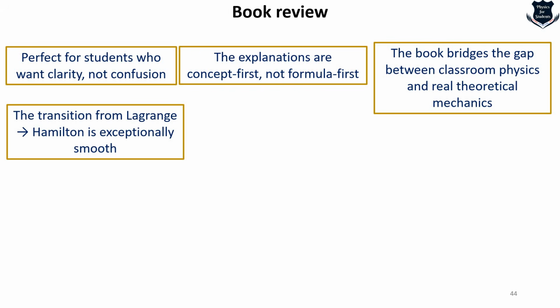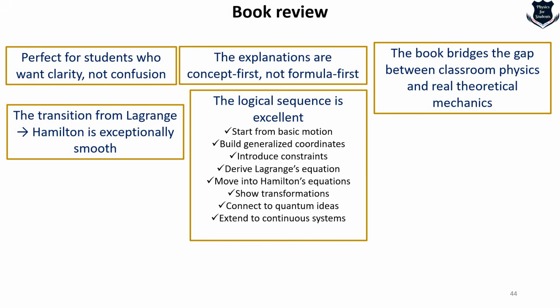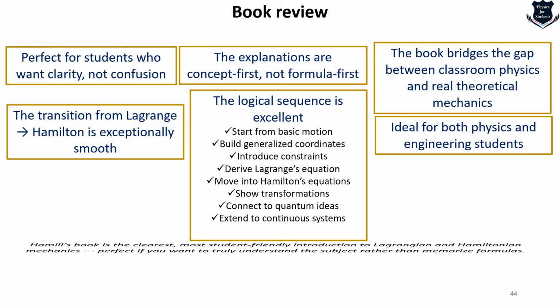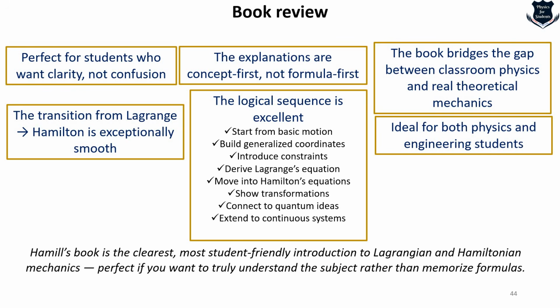There are a lot of examples which lucidly explain the transition from Lagrangian to Hamiltonian, and the sequence, oh my god, it is wonderful. It starts from basic motion, then generalizes into coordinates, then the Legendre transformation, and extension up to continuous systems. So it is ideal for both physicists and engineering students. This Patrick Hamill's book is the clearest, very friendly introduction to Lagrangian and Hamiltonian mechanics, and it is perfect if you want to truly understand the subject rather than, I would say, memorizing formulas.